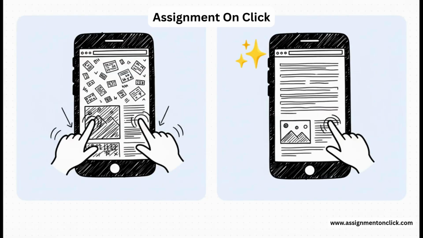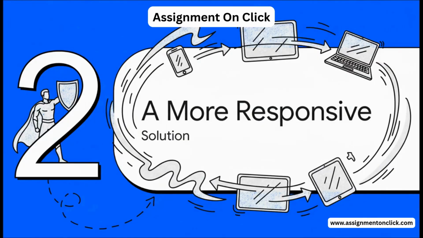And here it is, side by side. On the left, you've got that digital chaos we were just talking about, all that pinching and zooming. But on the right, that's the goal. A clean, seamless experience where the website just works. The layout makes sense, you can actually read the words, and getting around is a breeze. That's what we're aiming for. So how do we get from the mess on the left to the magic on the right?